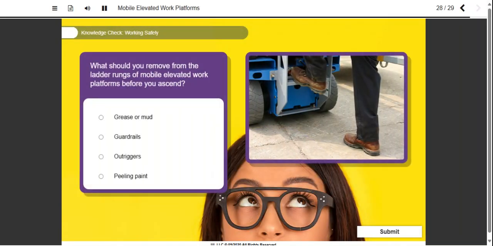What should you remove from the ladder rungs of mobile elevated work platforms before you ascend?